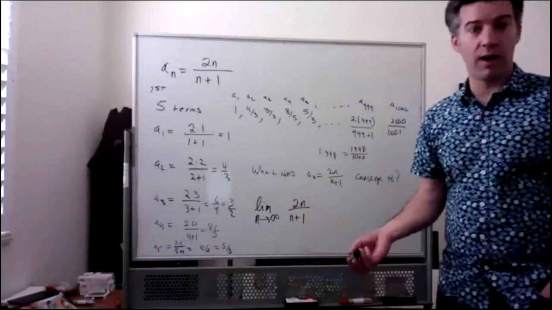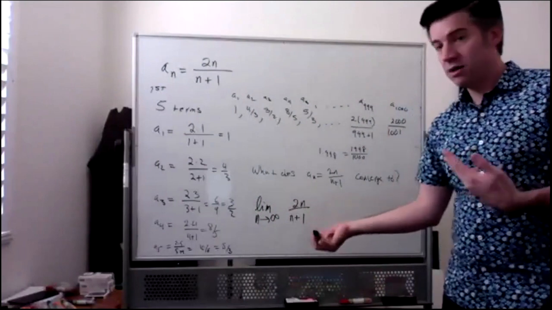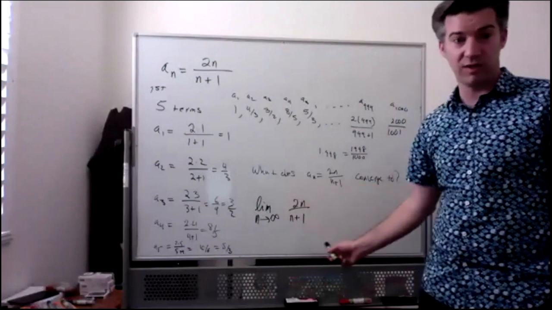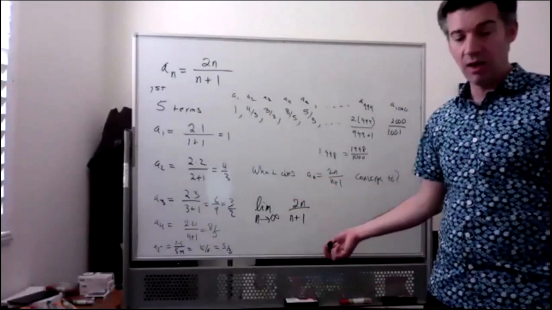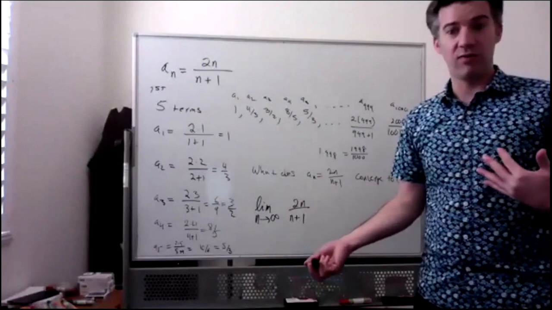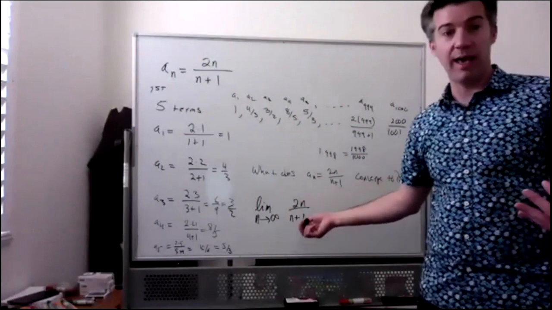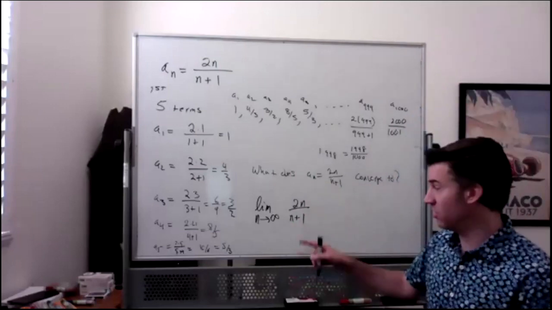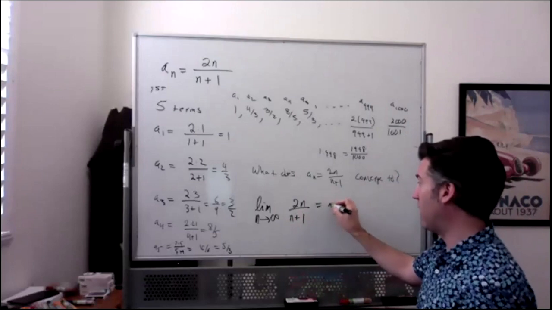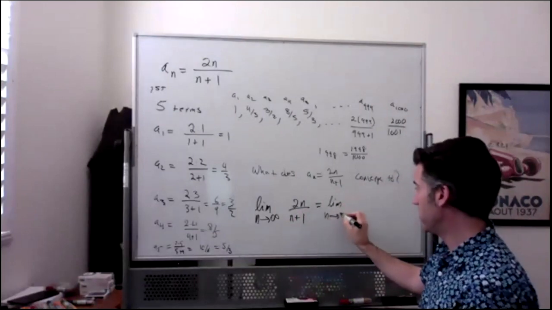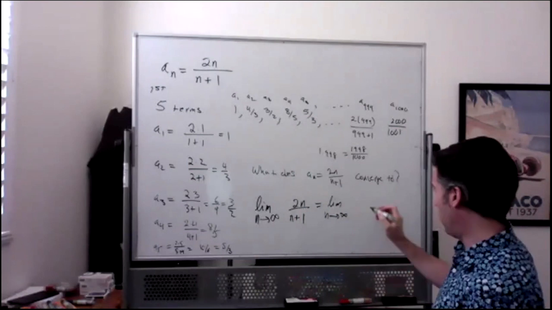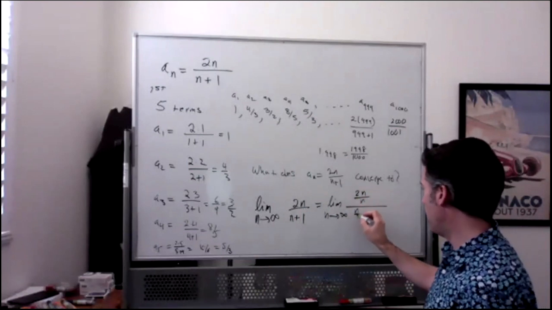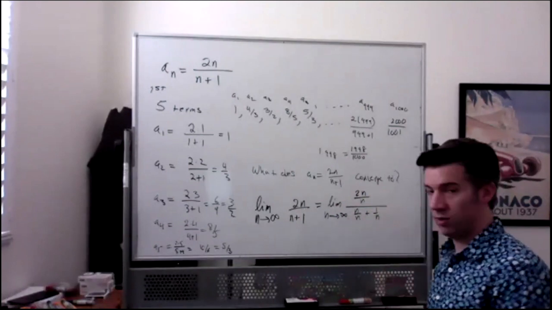Now, you might be aware of various ways of attacking this limit. The standard way is to divide. So when you have a rational function like this, where you have just powers of n on the top and powers of n on the bottom, the standard way of doing this is to divide the top and bottom by n to the highest power that occurs in the denominator. So the highest power of n is just n to the first. So I'm going to divide everything by n to the first. So I'm going to write 2n over n over n over n plus 1 over n.